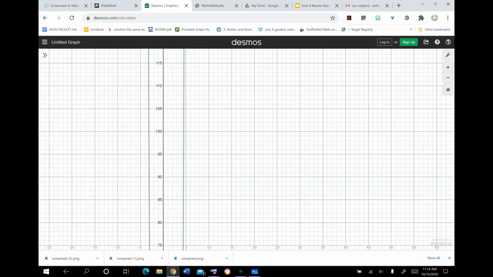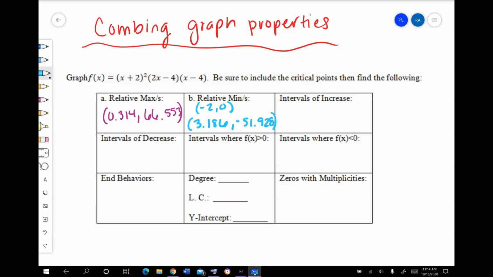Okay? So then we'll come back to here. And I'm going to say that we are increasing from negative 2. I need to lessen the thickness of this pen. There we go. So increasing is from negative 2. And it's okay if there's decimals, okay, guys? 3.14. Then we use our union. And then we start increasing again at 3.186 to positive infinity. Okay?